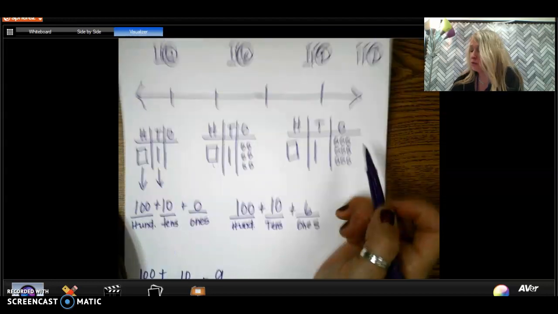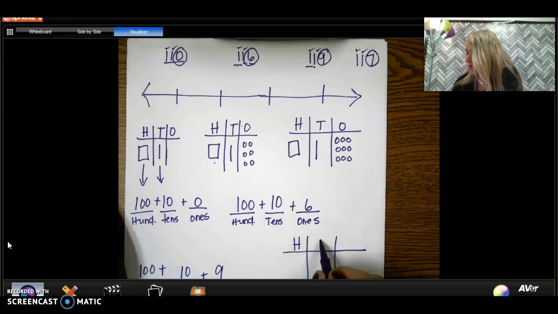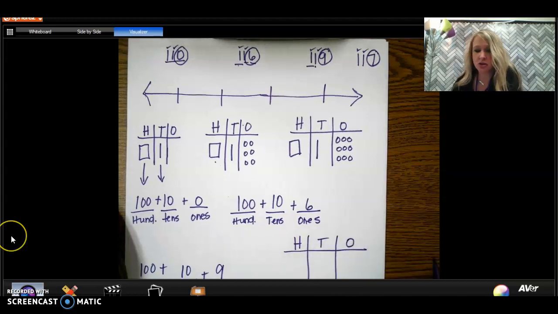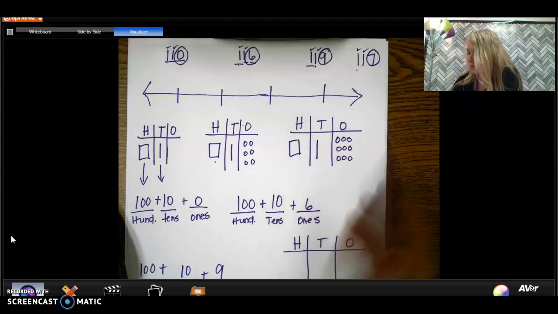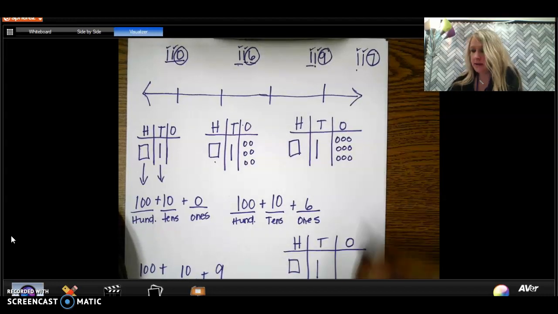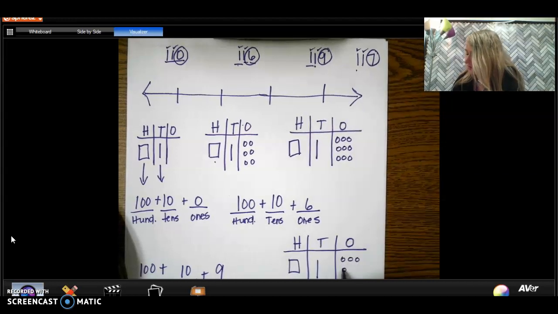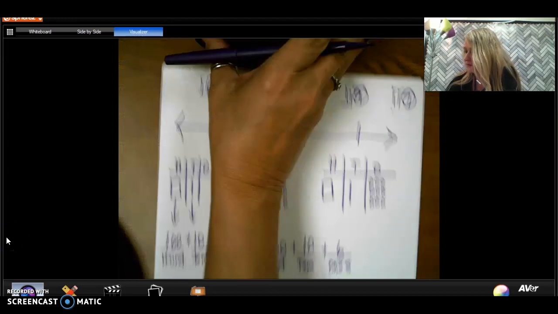Now we have the number 117. So let's show that in our place value picture. How many hundreds? 1. How many tens? 1. How many ones? 7. Very good. Lucky number 7.